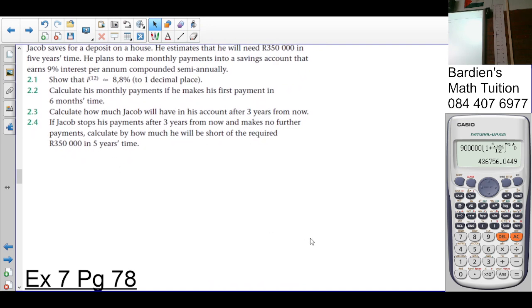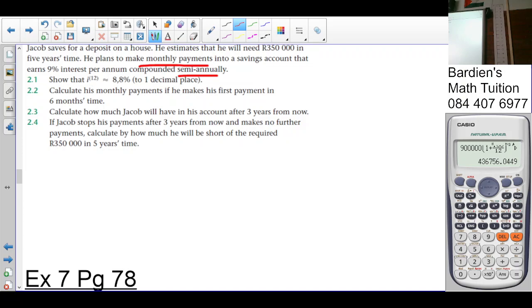Jacob saves for a deposit on a house. He estimated that it will cost 350,000 rand. He would need 350,000 rand in 5 years' time. He plans to make monthly payments into a savings account that earns 9% interest per annum compounded semi-annually. The question says, you see here he's making monthly payments, but it's compounded semi-annually. Is that in line? No. So I change the interest. Can you see that?